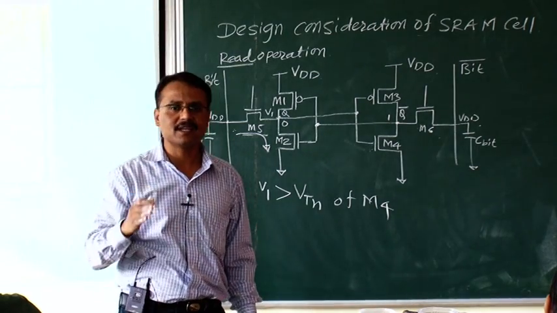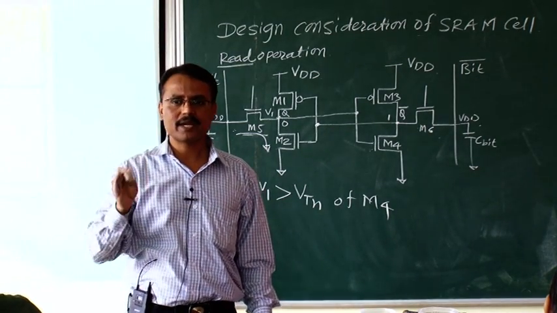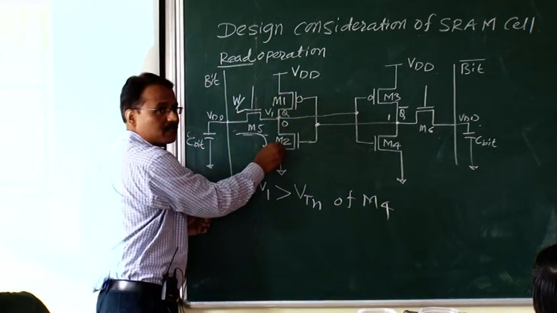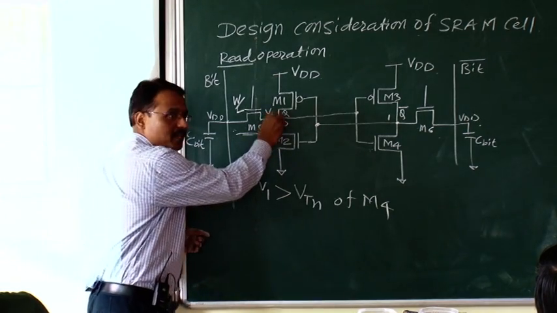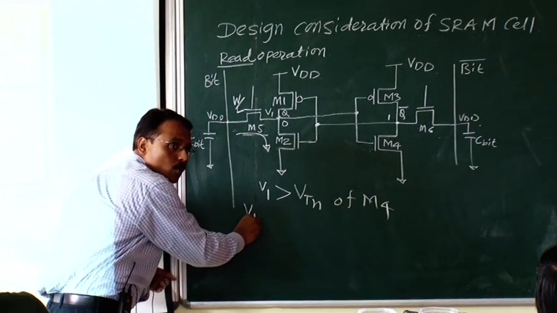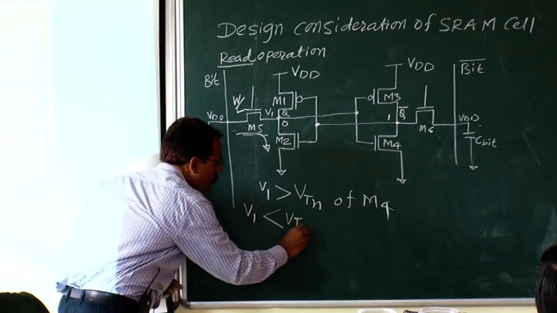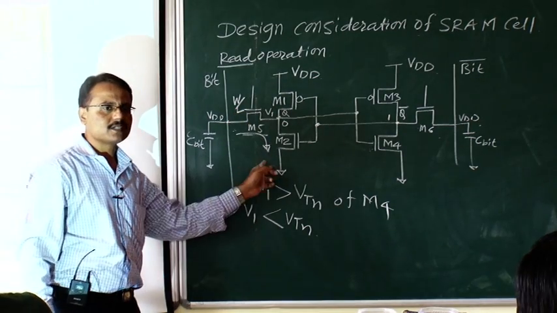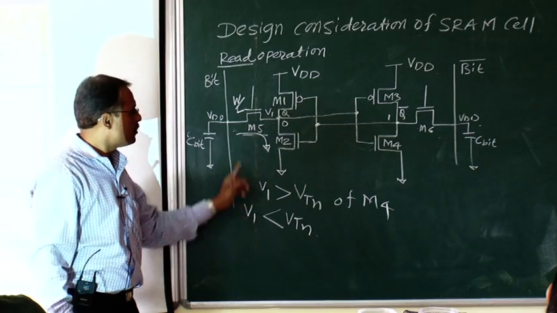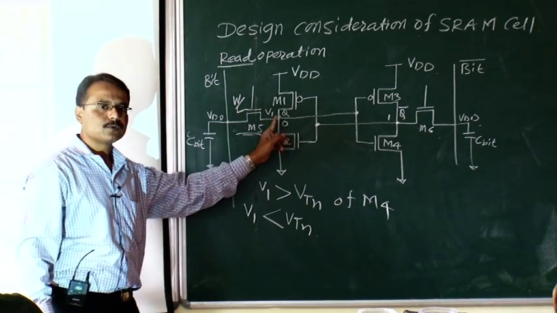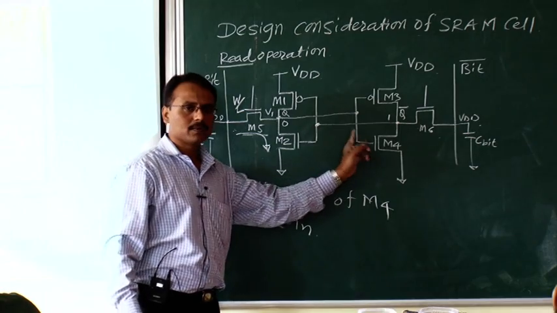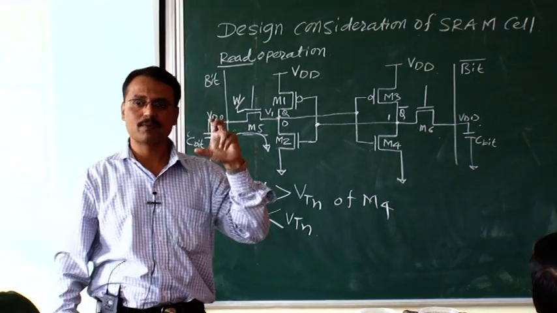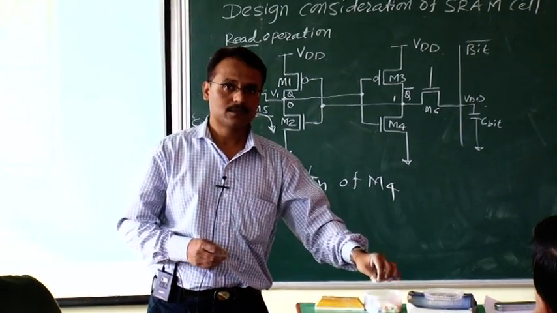And therefore while designing, what care you have to take? You have to find out ratios of width and length for each transistor such that during read operation V1 should not go above VTN. Means while finding out W and L ratios for these transistors, you have to see that voltage at this point should not go beyond VTN of M4. Now in next lecture we will see how to find out exact values of W and L. Okay, thank you.